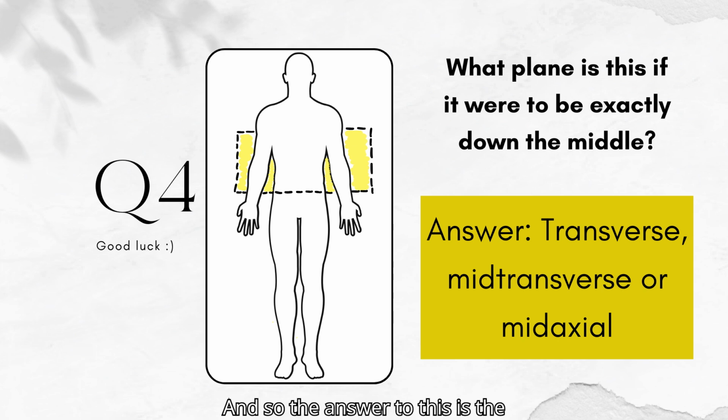And so the answer to this is the transverse, mid-transverse, or mid-axial plane. And so any plane that divides the body into just upper and lower is called the axial plane. And if it divides it equally, then it would be called the mid-axial plane. Or in this case, there are other names for it, such as transverse or mid-transverse.